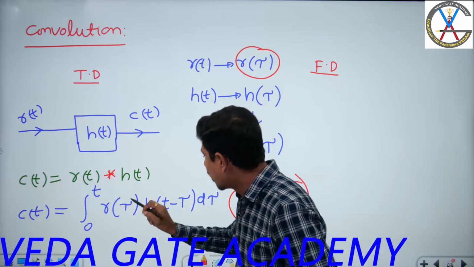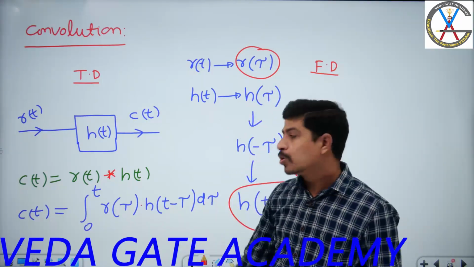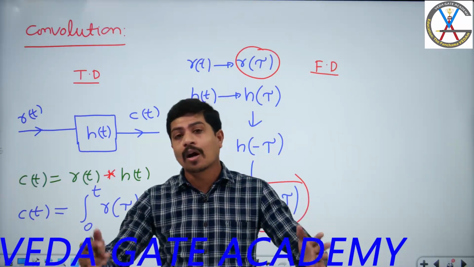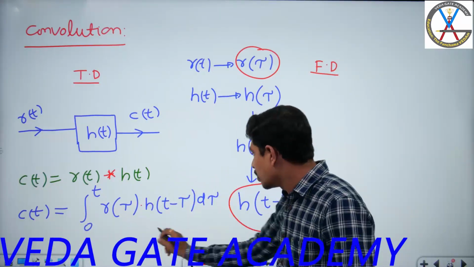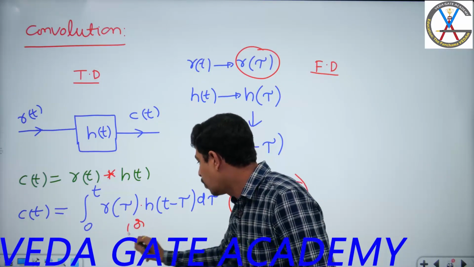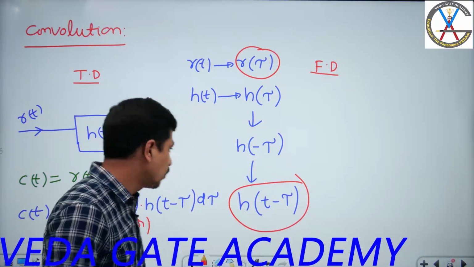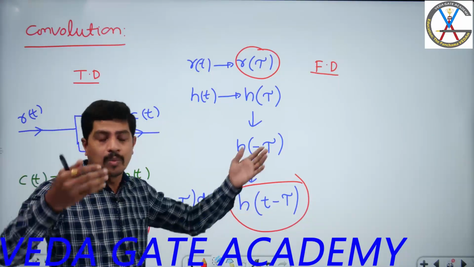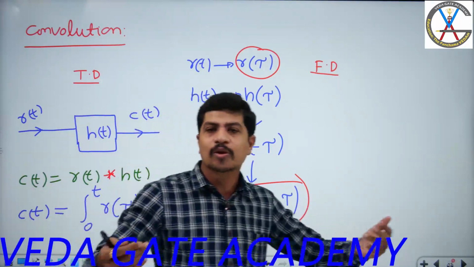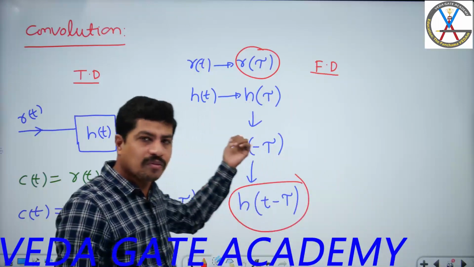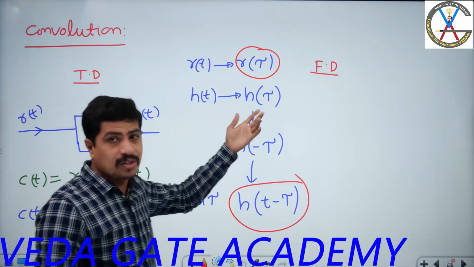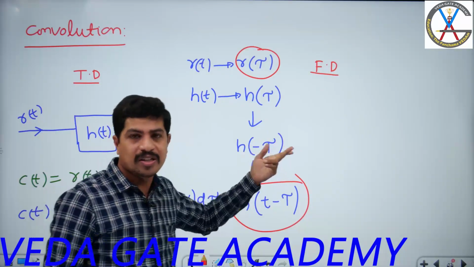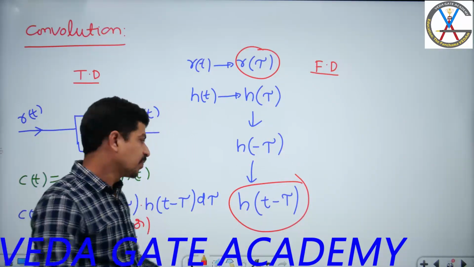Both, what do I have to do? Multiply. After multiplying those two, integrate from 0 to t. This is the procedure to get convolution. I think all of you understood this procedure. First, take both functions and replace with a new variable. Whatever h of t is, replace with a new variable, time reverse it, shift it, then multiply both functions, then integrate from 0 to t.